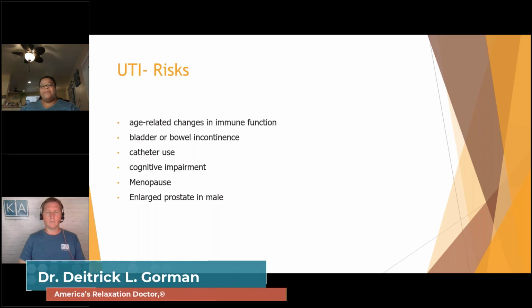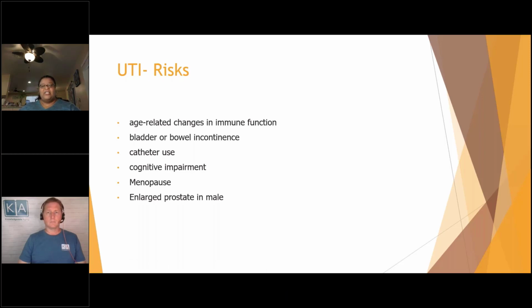Cognitive impairment. Older people with dementia are at an increased risk of developing a urinary tract infection, and this can lead to voiding issues for sure. This is because of impeded personal hygiene. They may forget to do that, or they might actually need to be catheterized because they're not doing it on their own. Menopause is a reason, and I'll explain that later, as well as an enlarged prostate in males.